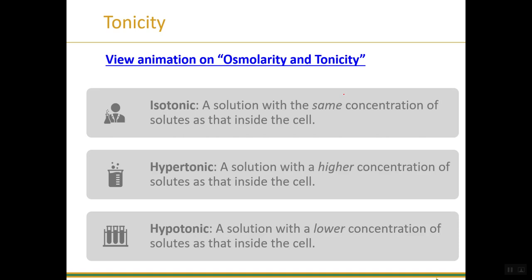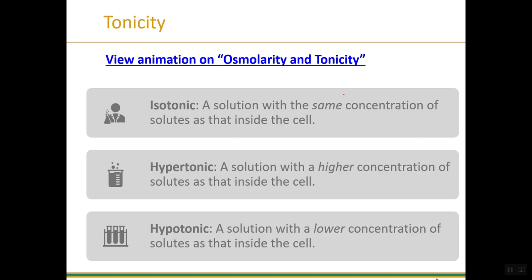Hypertonic solution. This contains a higher concentration of solutes within the fluid compared to the red blood cell. So you can see that the water is moving from the red blood cell to the outside of the cell. It's causing the cell to shrivel.